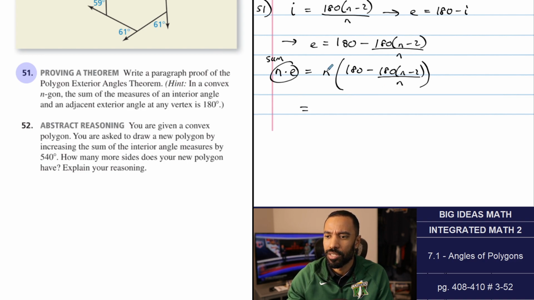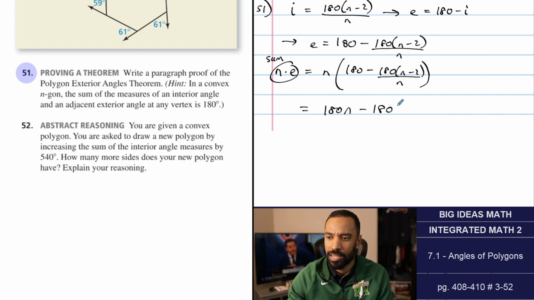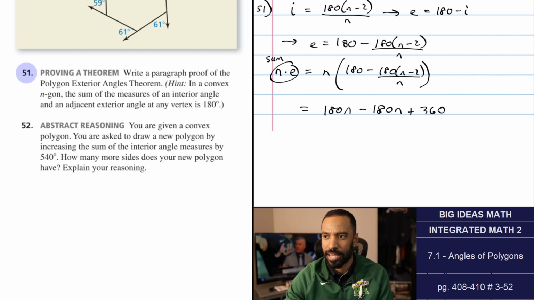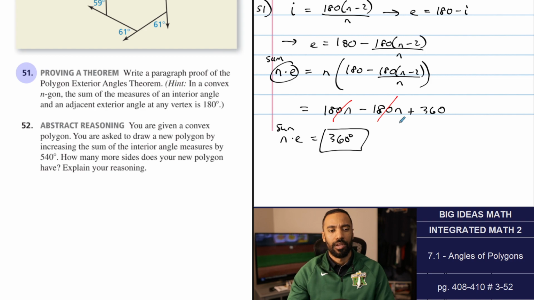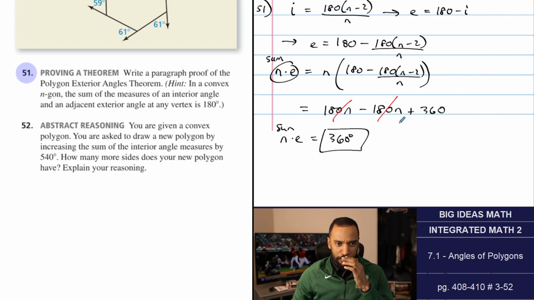So that is n times 180 is 180n, and then n divided by n cancels, and that's minus 180 times (n minus 2). Let's distribute that. 180n plus, because negative times negative, 360. Well, 180n minus 180n is 0, and you're left with 360. So n times e equals 360. That's the sum. So the sum equals 360 there. So it does work. I don't know how to write a paragraph proof of that.